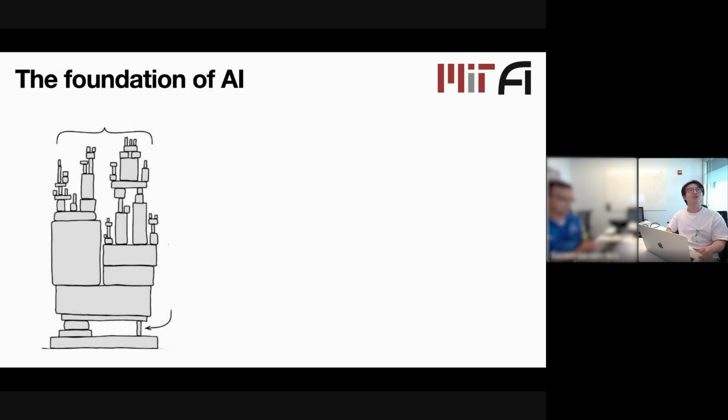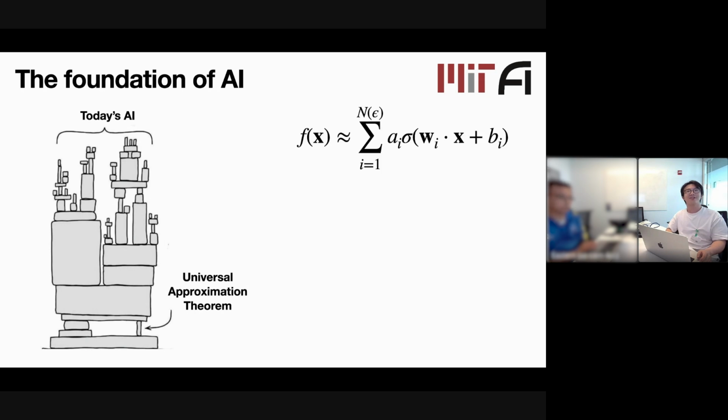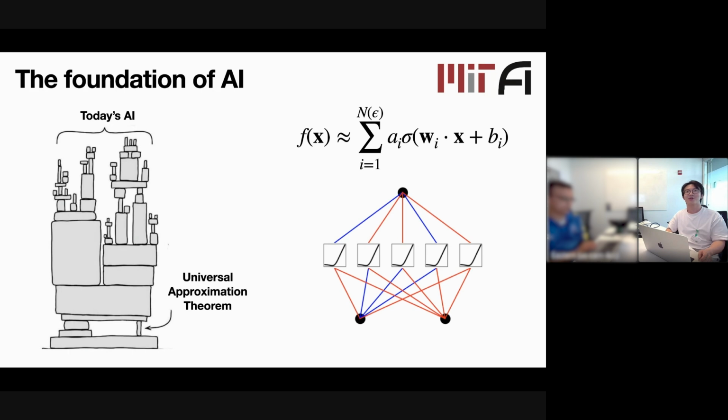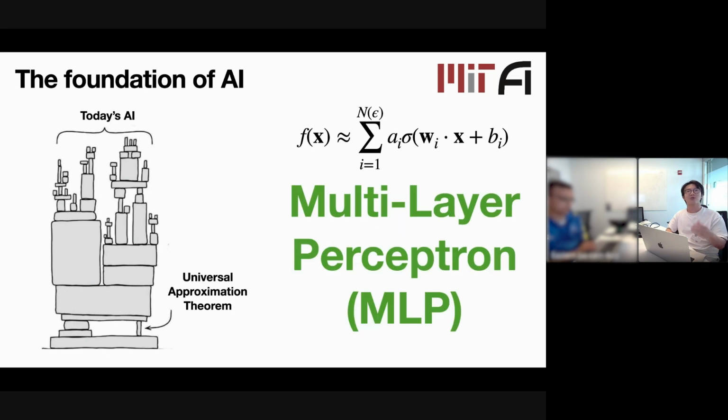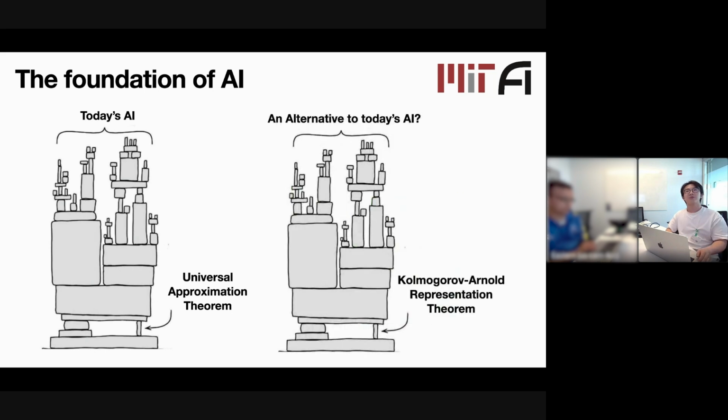So the foundation. The recent flourishing of AI is basically built on the universal approximation theorem. Mathematically speaking, it's just this formula. It's equivalent to this two-layer multi-layer perceptron. Of course, you can make it deeper, so it's the so-called multi-layer perceptrons. In this talk, we are considering another foundation of AI, the so-called Kolmogorov-Arnold representation theorem. Can we build another AI building that is based on this KART theorem?